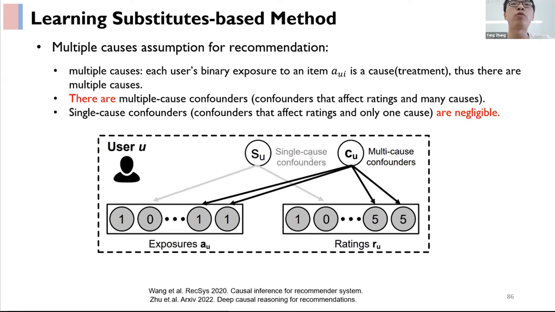And they define two confounders. The first one is the multi-cause confounders that affect more than one exposure, and the second is the single cause confounders, which only affect one exposure. In the multiple cause approach, there are only the multi-cause confounders, and they think the single cause confounders could be ignored.